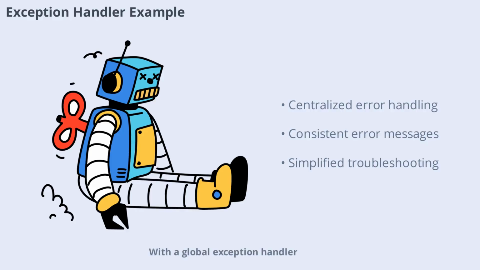With a global exception handler, you define how your application responds to errors in one place. For example, you can catch RuntimeExceptions and return a clear, consistent error message to the client. This not only improves your API design, but also makes troubleshooting much simpler when things go wrong in production.